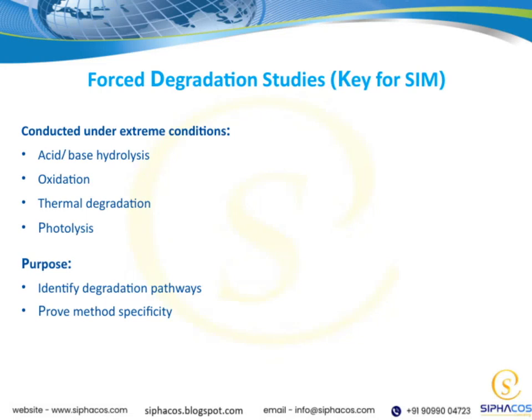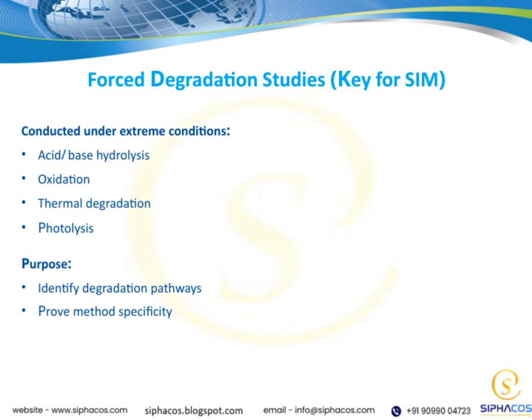Let's talk about forced degradation studies, which are really key for SIM. These studies are conducted under extreme conditions to simulate potential degradation pathways of the substance. We typically use acid or base hydrolysis to see how the compound reacts in different pH environments. Oxidation is another critical condition, helping us understand how the substance withstands oxidative stress. Thermal degradation involves exposing the sample to high temperatures to observe its stability under heat. Lastly, photolysis involves exposing the compound to light, which can cause breakdown or changes.